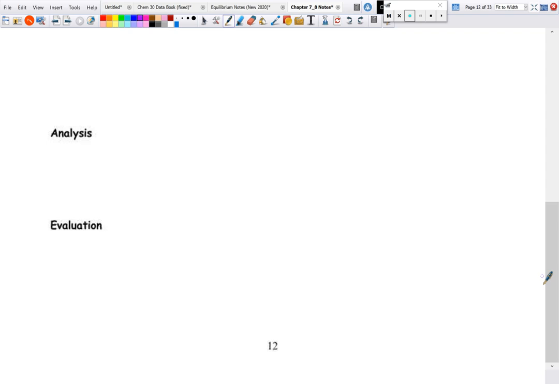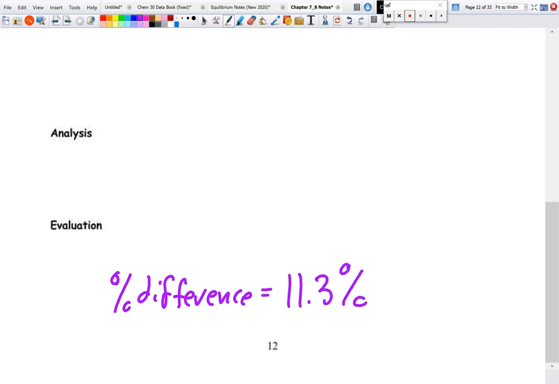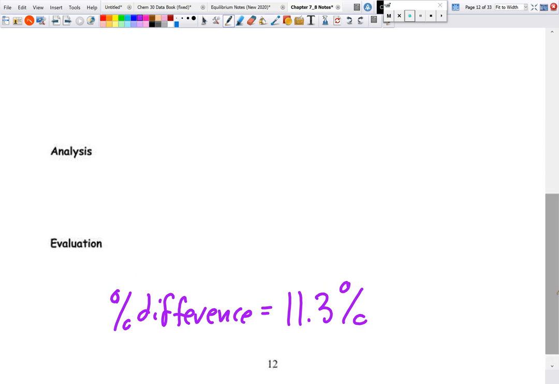But for evaluation, what you should get when you're done, percent difference should equal 11.3%. So keep trying this one until you get this answer. And if you don't, if you want to see where you went wrong, schedule a Google Meet with me and we can go over it, or just have a look at the answer key and see what I have done. You will notice everything is still labeled out exactly how I've been doing it so far. So, of course, that's the end of this particular section.